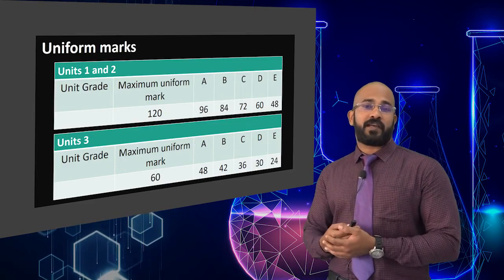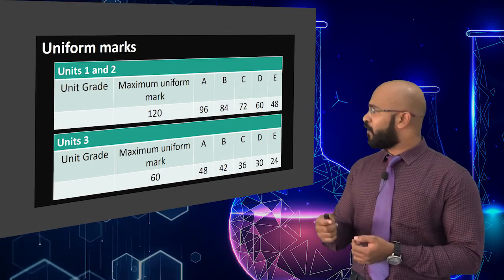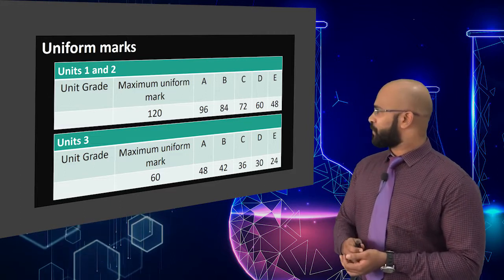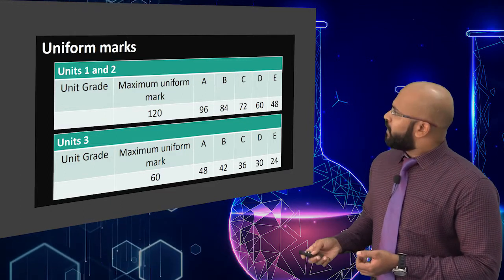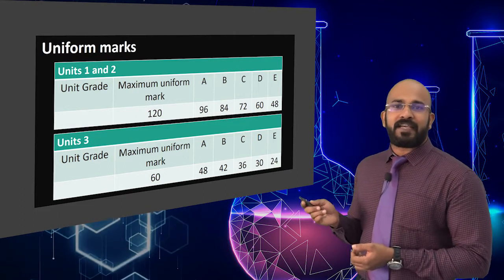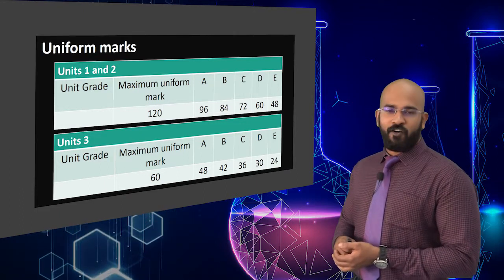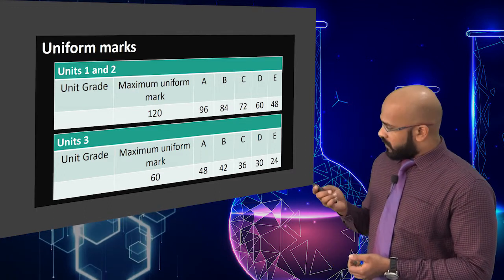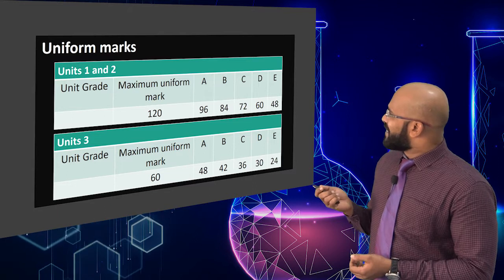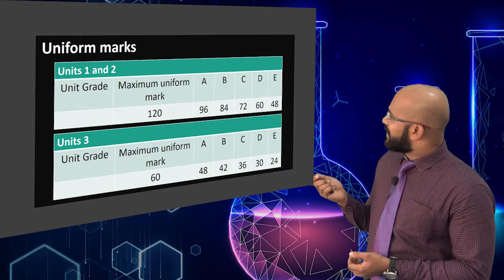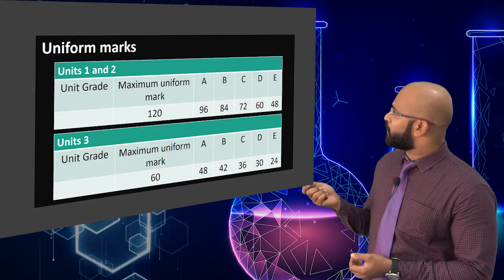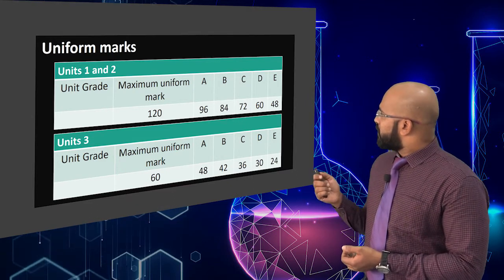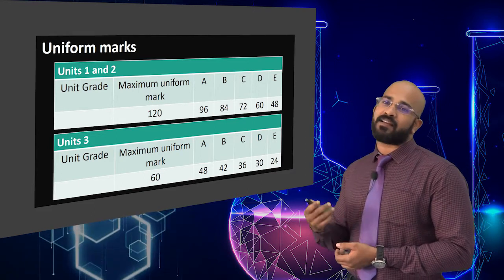I already mentioned the total marks of Units 1, 2 and 3. It was 80, 80 and 50. But the raw marks will be converted into uniform marks of 120 and 60. If you score 80%, that means 96 out of 120, you can score A. 70% will be B, 60% will be C, and so on.